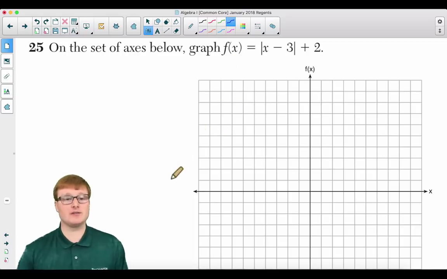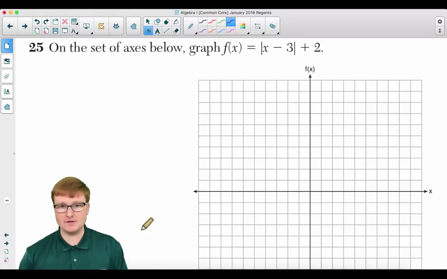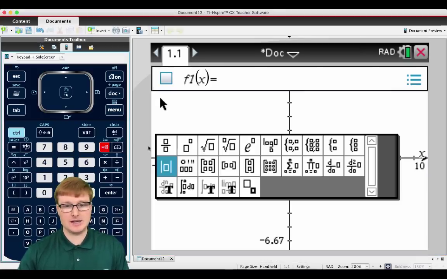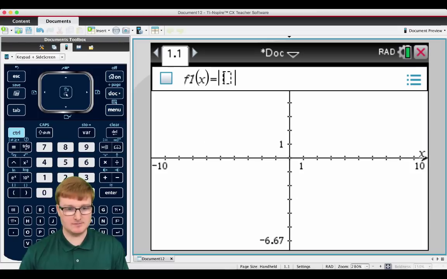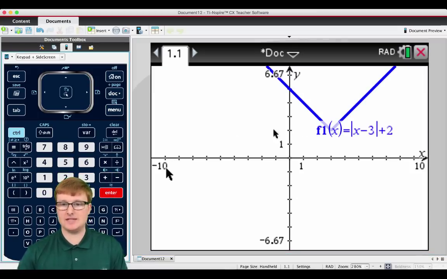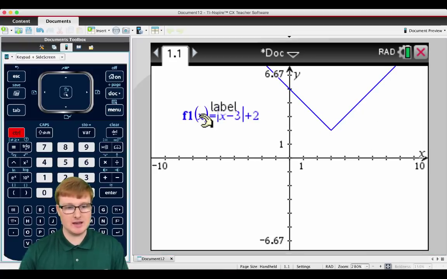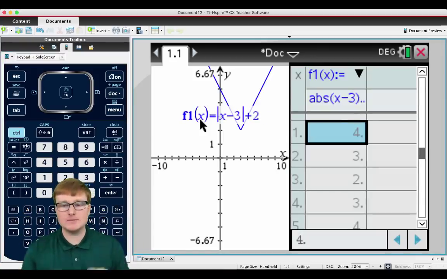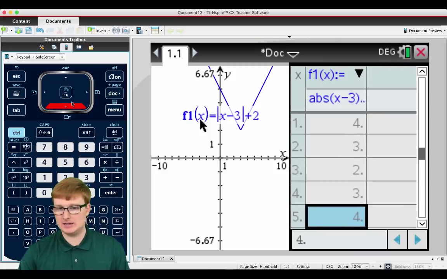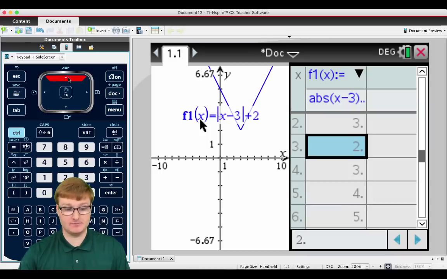All right, let's take a look at 25. On the set of axes below, graph f of x is equal to the absolute value of x minus 3 plus 2. We have to go to our graphing calculator. So, I'm going to type in the absolute value of x minus 3 plus 2. All right, so we have this absolute value function. Control T. I'm going to find the turning point. And the turning point is at the point 3, 2.